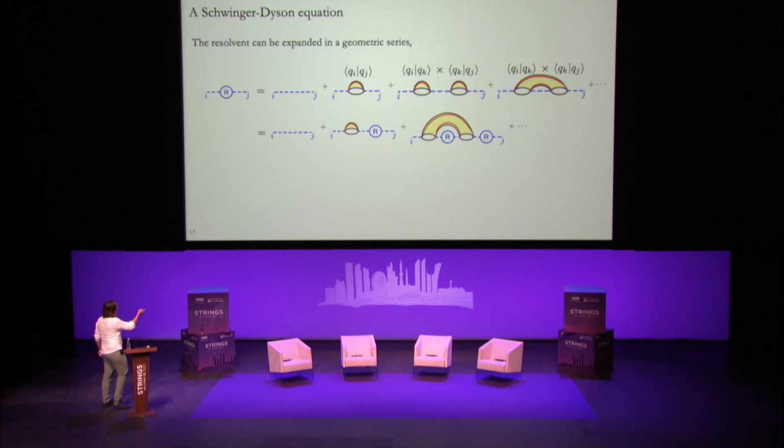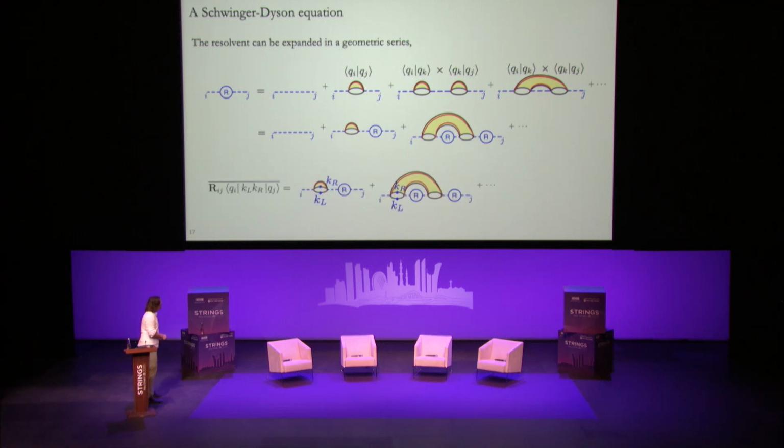But the nice thing is that this geometric series arranges itself in terms of a Schwinger-Dyson equation where the resolvent appears on both the left and the right sides. Now, the resolvent multiplied by the inner product, the matrix element of k left and k right that I need in order to compute the trace, can also be expressed in terms of a Schwinger-Dyson equation where on the right-hand side of the equation, the resolvent itself appears.